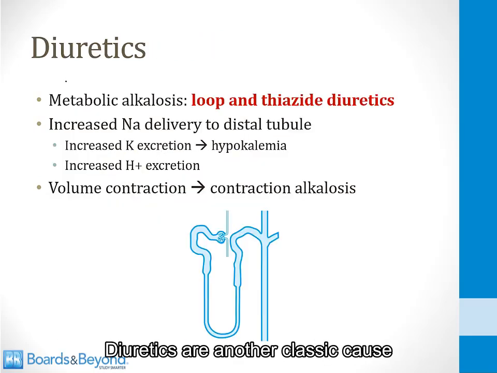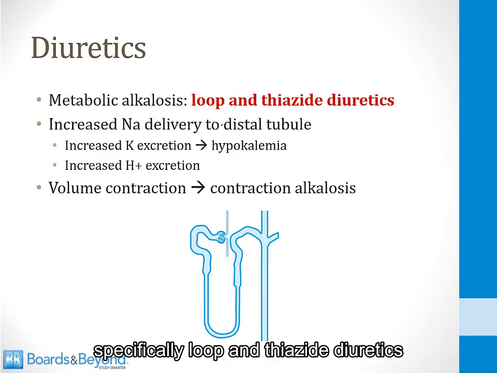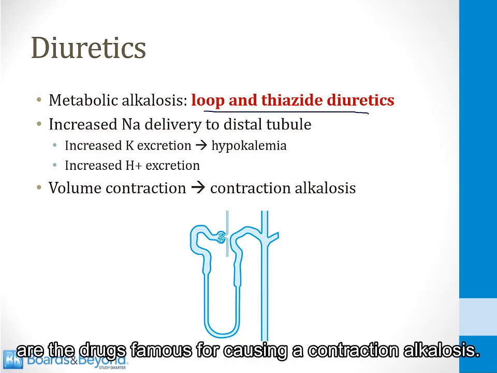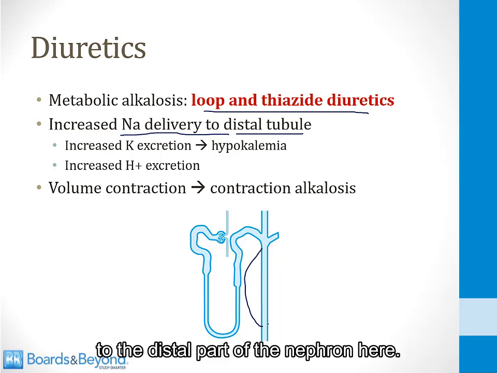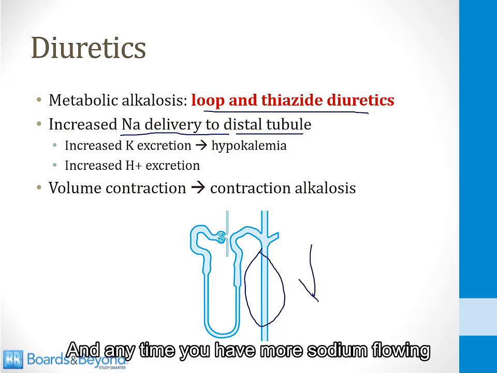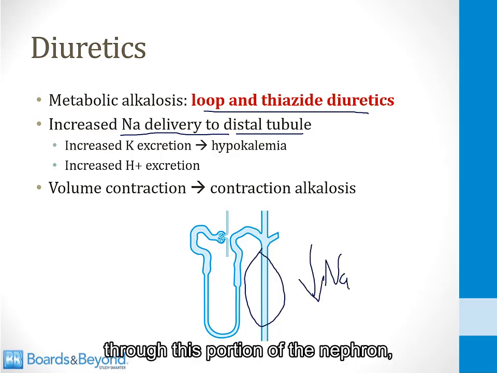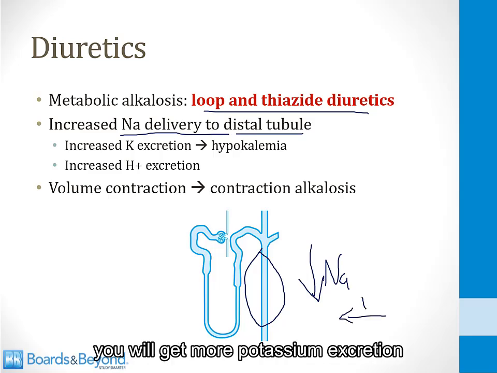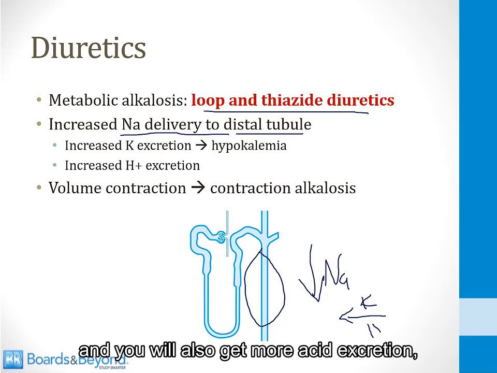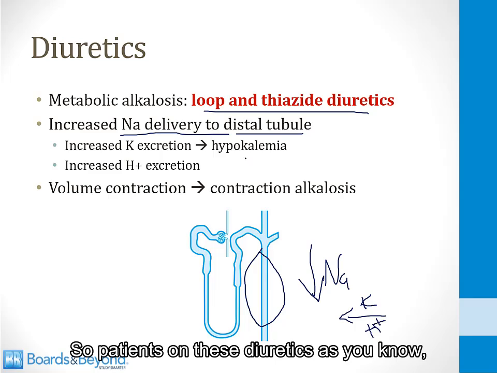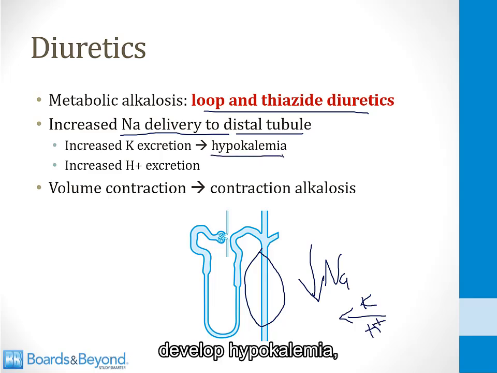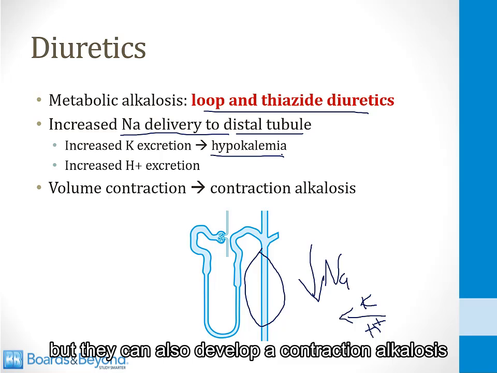Diuretics are another classic cause of contraction alkalosis. Specifically, loop and thiazide diuretics are the drugs famous for causing a contraction alkalosis. They do this through a couple of mechanisms. First of all, these drugs increase sodium delivery to the distal tubule, to the distal part of the nephron here. And anytime you have more sodium flowing through this portion of the nephron, you will get more potassium excretion, and you will also get more acid excretion. Sodium and potassium and acid excretion are linked in this manner.